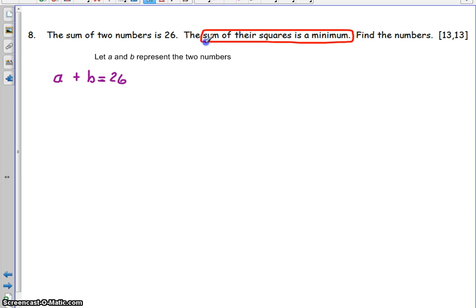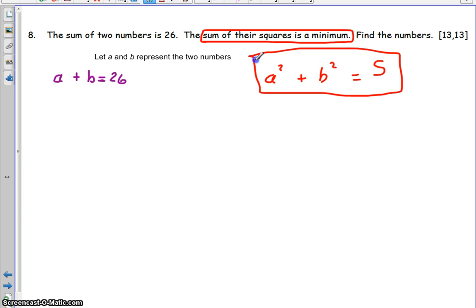Okay, well, what's the sum of their squares going to be? First of all, the squares means to take the power of 2 of it. So it means they're going to have A squared and B squared. And it says the sum of their squares is a minimum. So it's going to be A squared plus B squared. And we need to call that something, right? So let's just call it, I don't know, S for sum. It can be absolutely anything, right? But this is what we're trying to make a minimum.